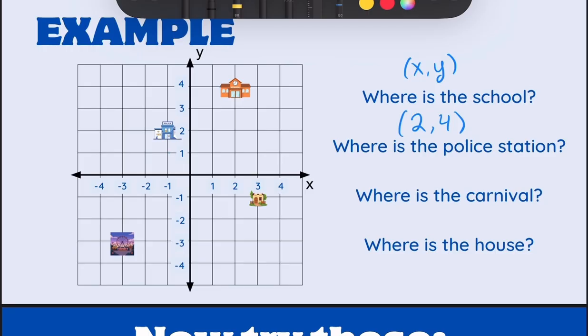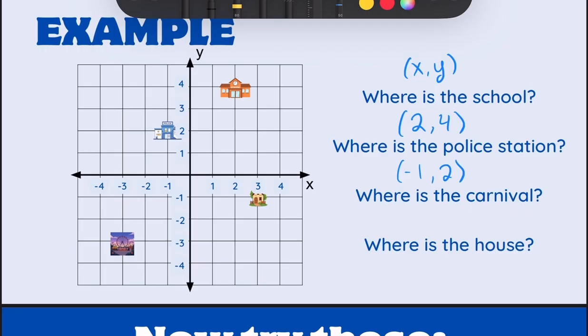The police station lands right here. And the x for the police station is -1. And the y for the police station is right here at 2. So therefore the police station is at -1, comma 2. My x is -1 and my y is 2.